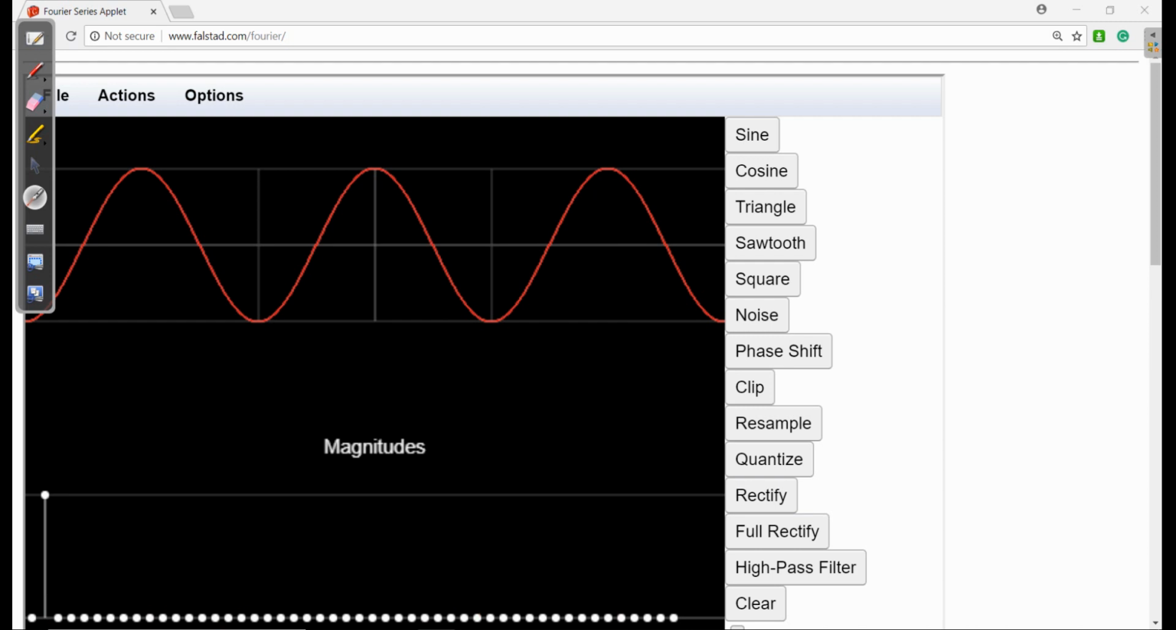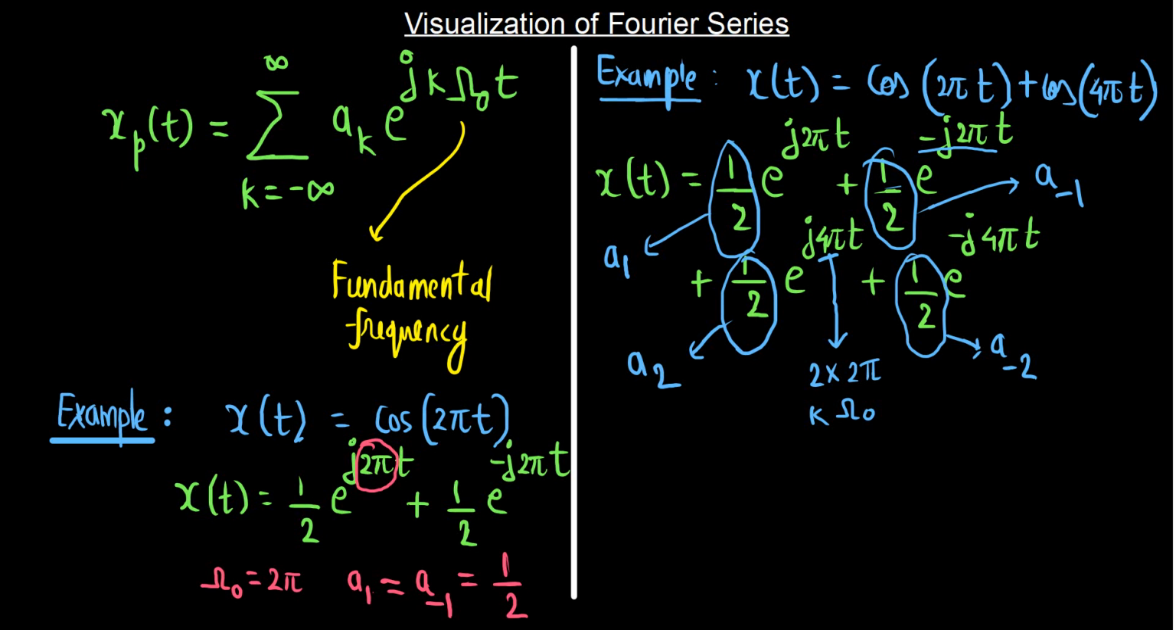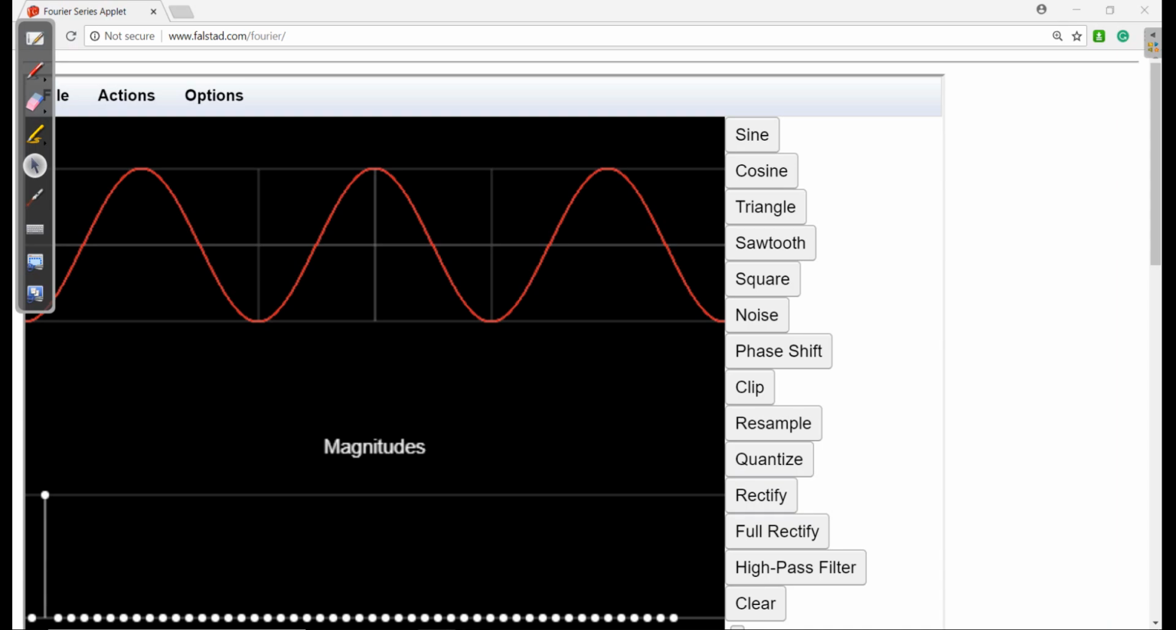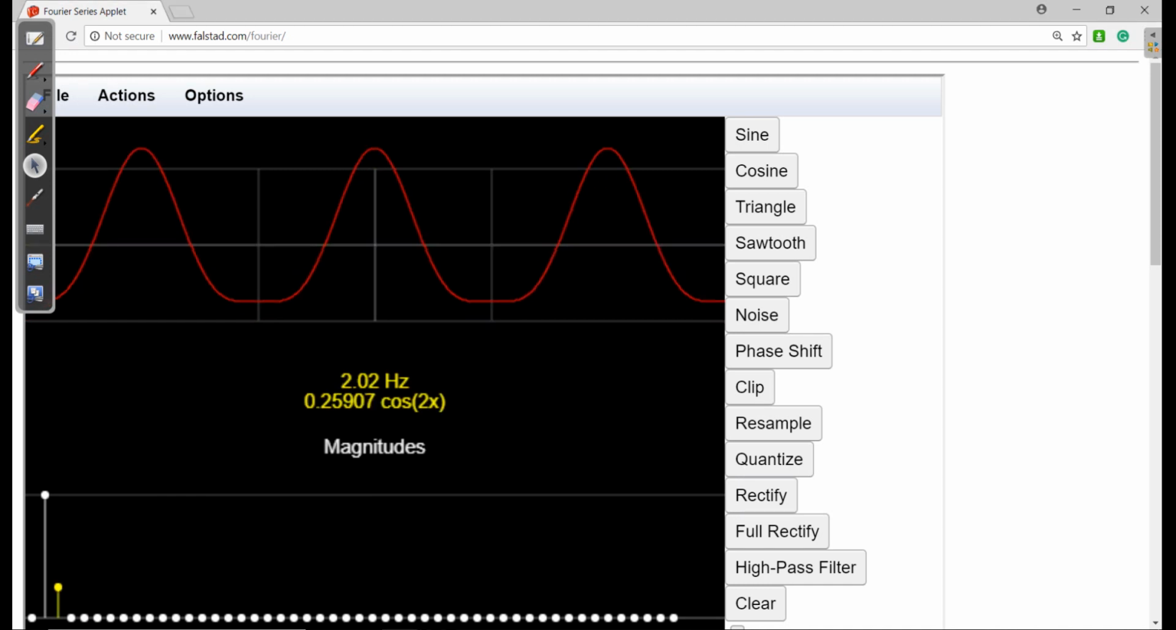Now let's take the second example. The second example here, we have seen that we have two such cos signals. One is present at frequency 1 Hz, and another signal is present at 2 Hz, just because it is 2 times 2 pi. So let's try to visualize that here. So we have this component in red. In addition to that, we have one more component. So let's make that component. So we have the component of 2 Hz there. So like this.